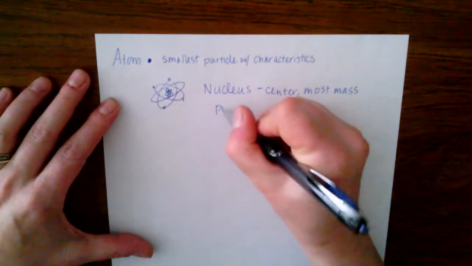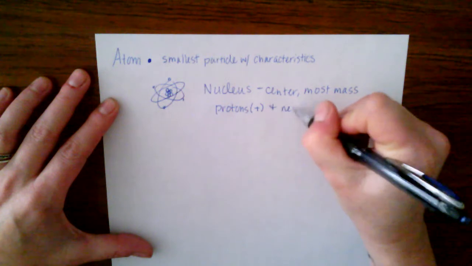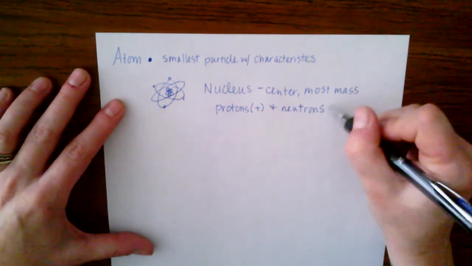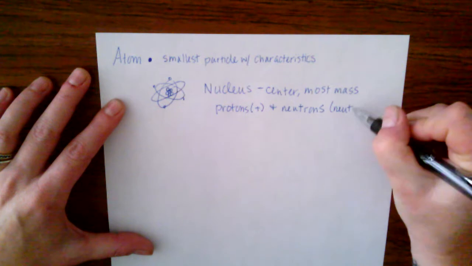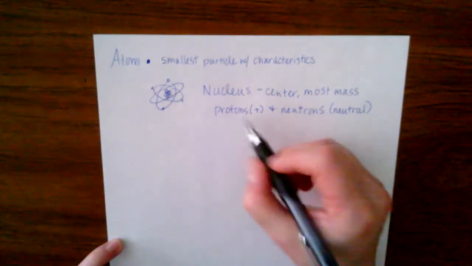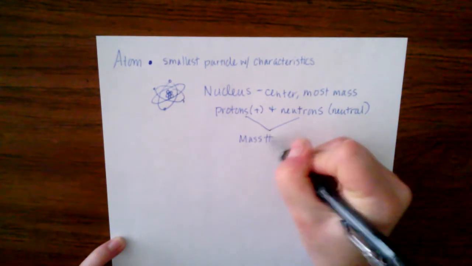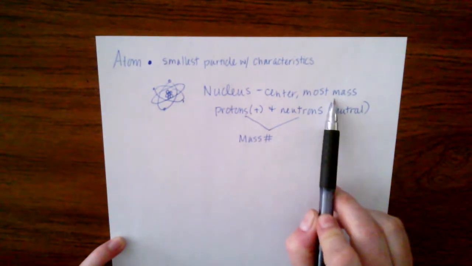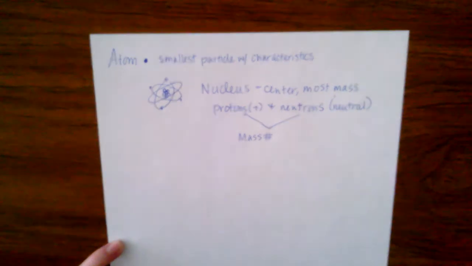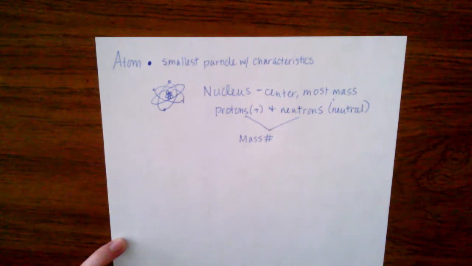And it has the protons, where protons have a positive charge, and neutrons in it. Neutrons have a neutral charge, no charge. So these two together make something called the mass number, because that's where most of the mass is. And we'll get into that later when we're talking about isotopes. But just know that most of the mass is in the nucleus, and the mass number is just the number of protons and neutrons added together.